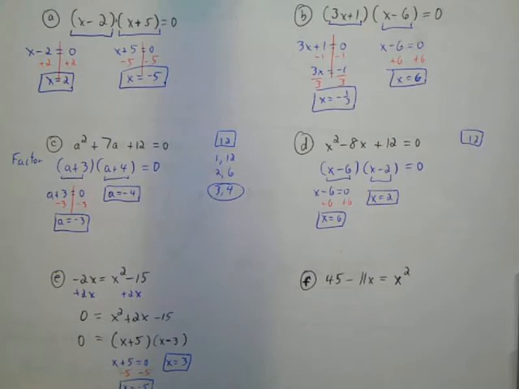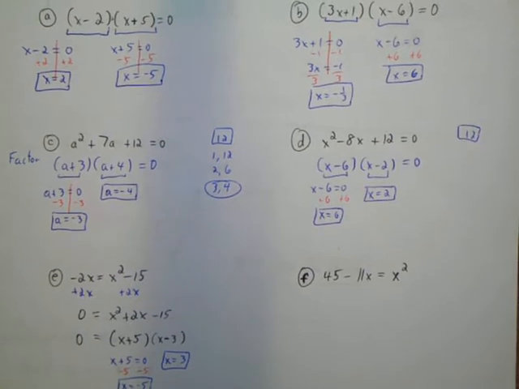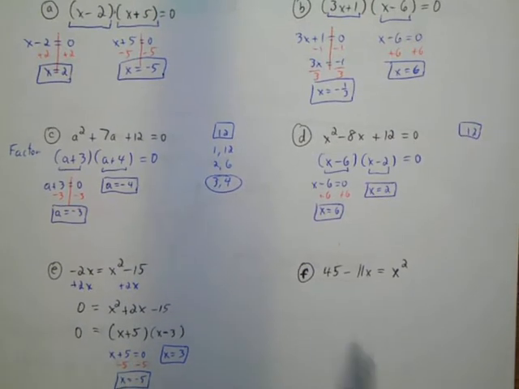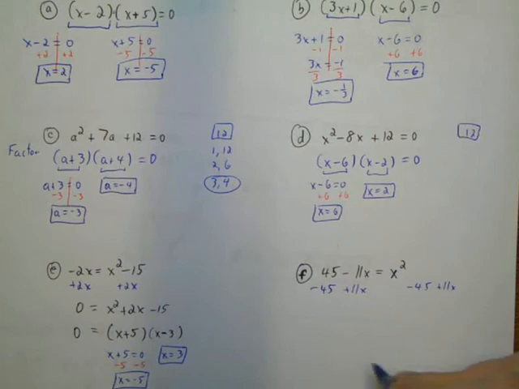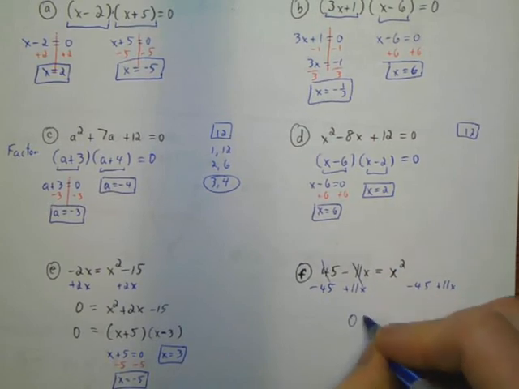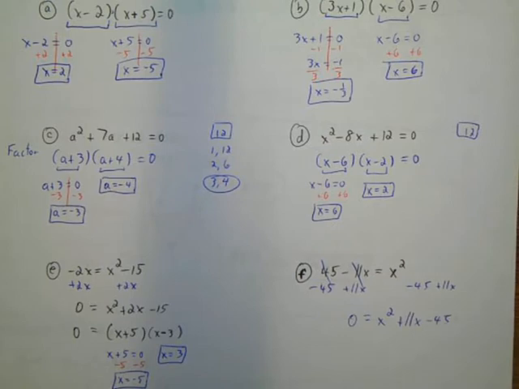Problem F, I need to have all the terms on one side. It would be easier to move my x squared to the left, but I want my x squared term to be positive, if you recall that. So let's subtract 45 from both sides, and let's add 11x to both sides. And so I'm left with nothing on the left, x squared. Let's put our x term in the middle, and then our 45. What multiplies to be -45 and adds to be 11?